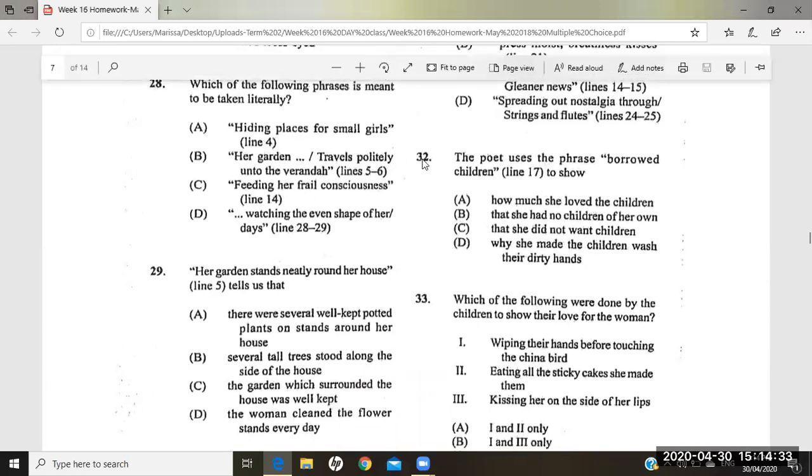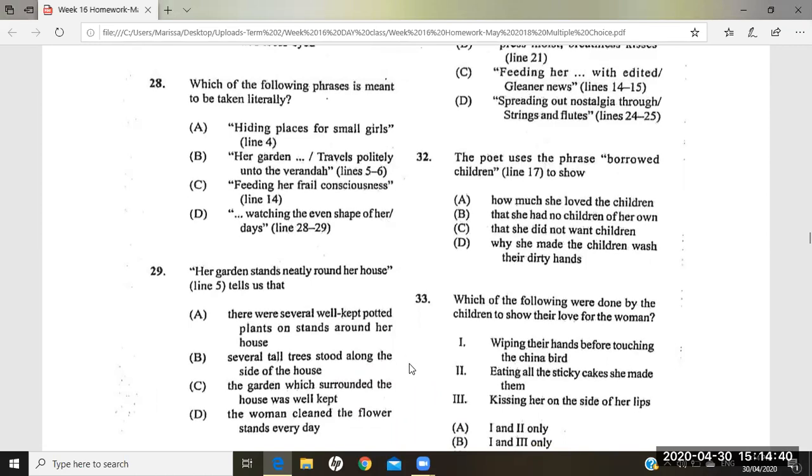Oh, A. It is A, the garden is literally a hiding place for small girls because they go and hide there. 29, her garden stands neatly round her house tells us that what? This is the last one for you. When the line says her garden stands neatly round her house, what does that tell us? C. Very good. The garden which surrounded the house was well kept.